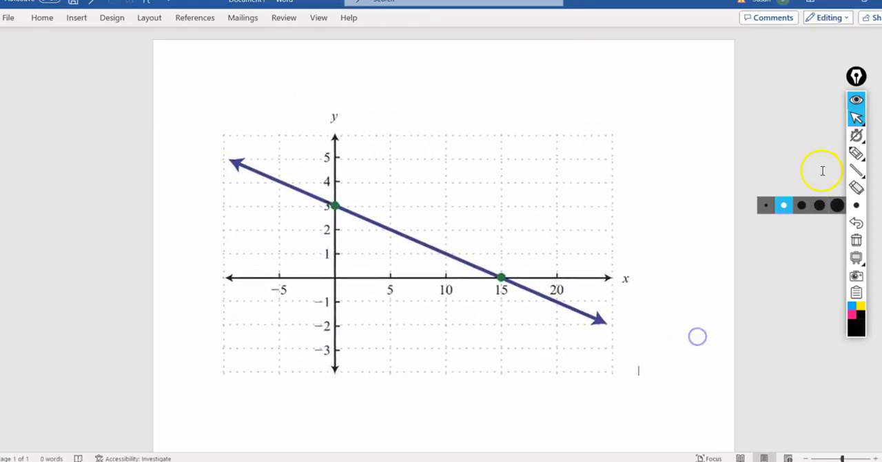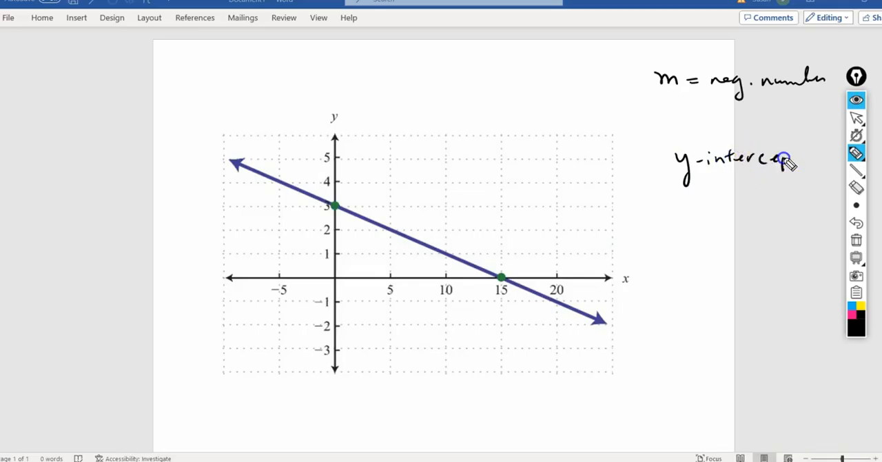Okay, now we can see that this line has negative slope because as I move from left to right, I'm going downhill. So already I'm knowing that m is going to be a negative number. And there are special points on a line if they exist. One is called the y-intercept, and the other is called the x-intercept.